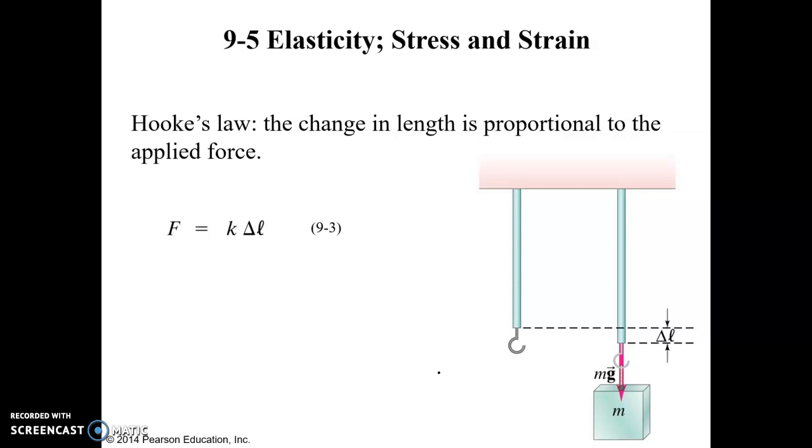Okay, I think that's an ideal stopping point, because we're going to pick up with a new concept starting in section 9.5. We're going to start talking about elasticity, stress, and strain.